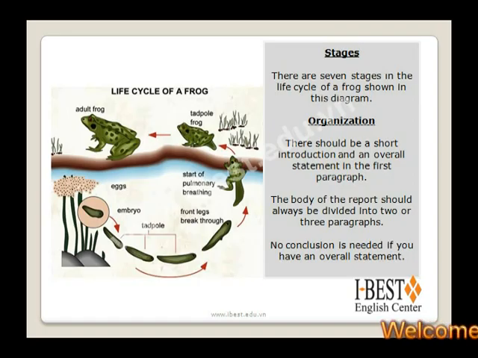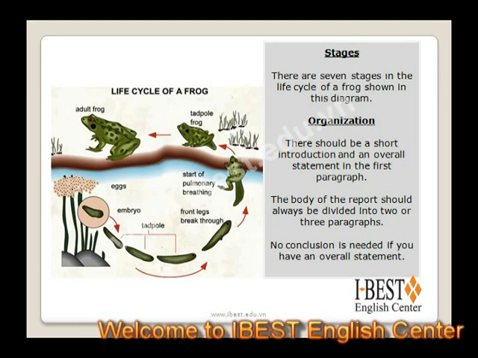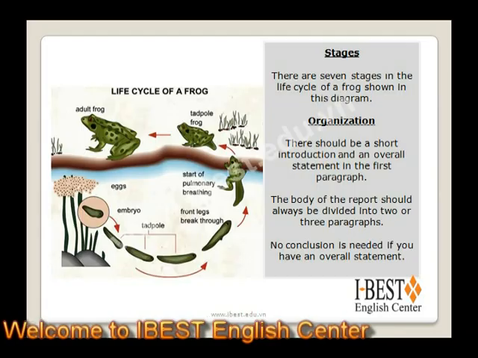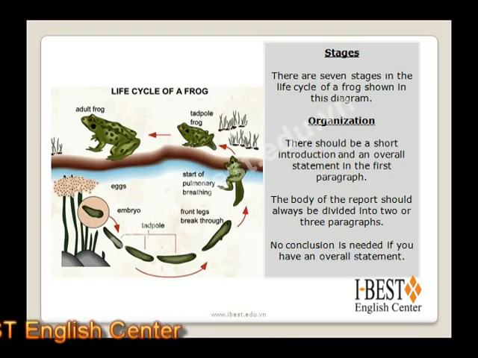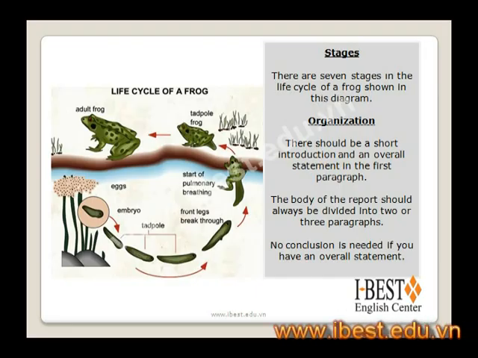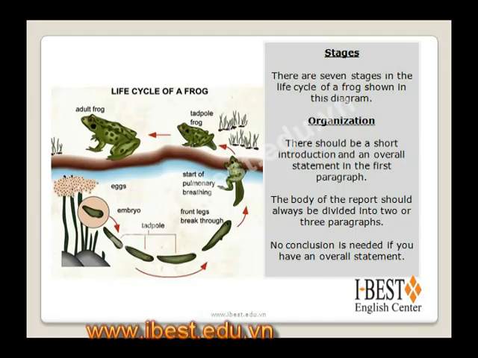You will need to divide the body of the report into paragraphs, normally 2 or 3 paragraphs. We can see here that one of the best ways to divide this is to have eggs, embryo, tadpole, front legs break through in one paragraph. Then, in another paragraph, we can have the other stages, start of pulmonary breathing, tadpole frog, and adult frog. In Task 1 writing, you do not need to have a conclusion, but you do need to have the overall statement.